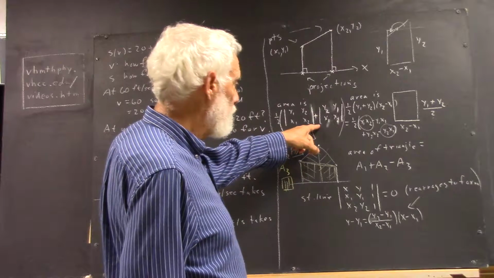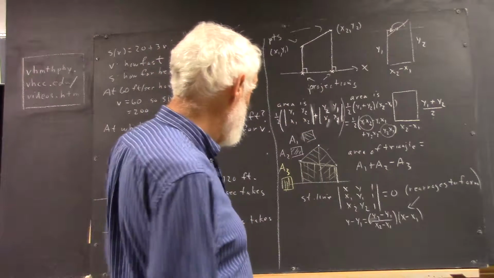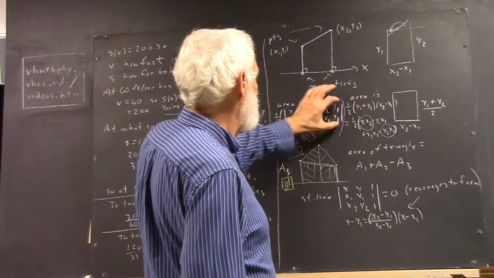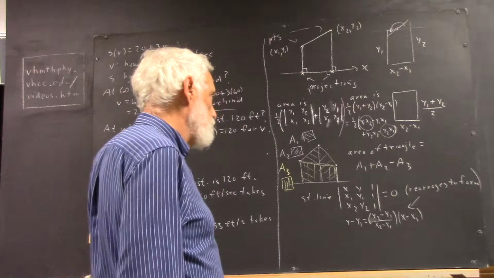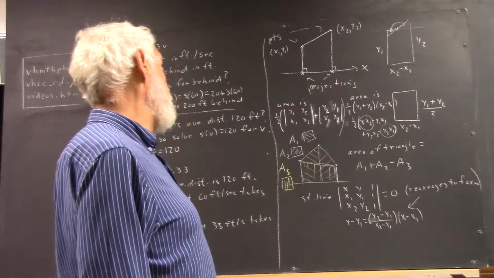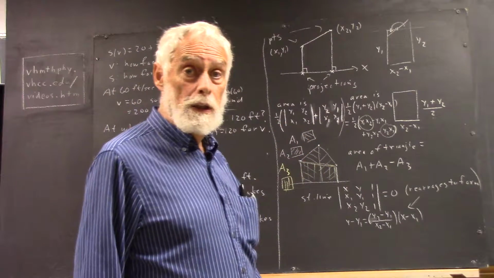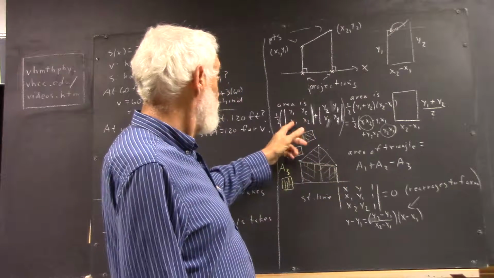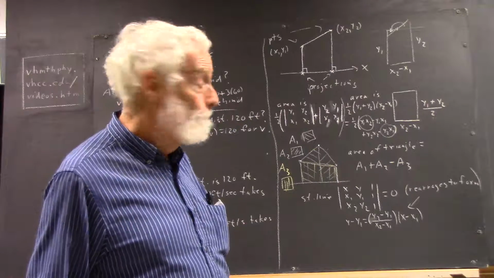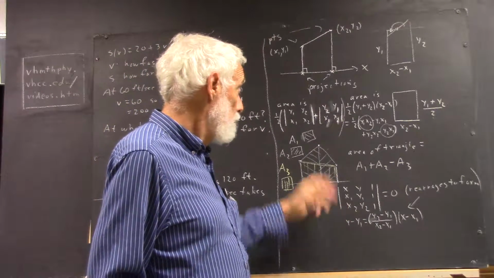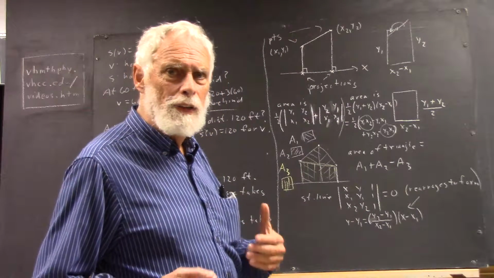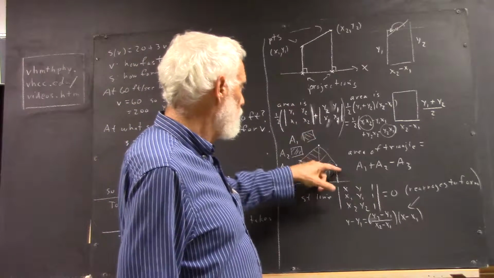I could also have started to express it by putting a minus here and switching the columns, but I decided that wasn't going to do a whole lot of good, so I left it the way it is. Now it turns out that both of these 2 by 2 matrices that we're taking determinants of occur as minors of a larger matrix. Okay? And that larger matrix gives you the area of a triangle.